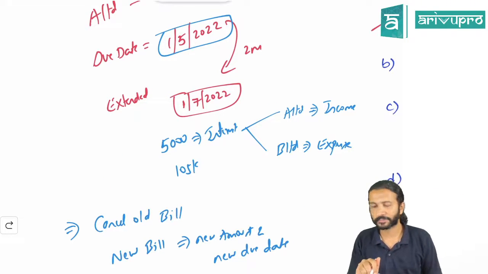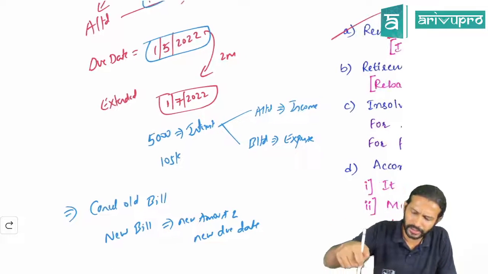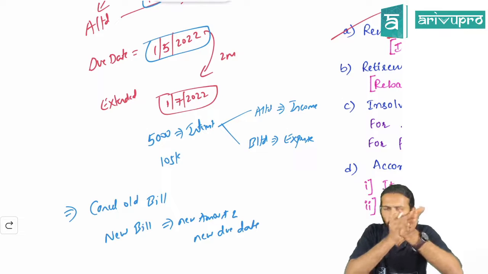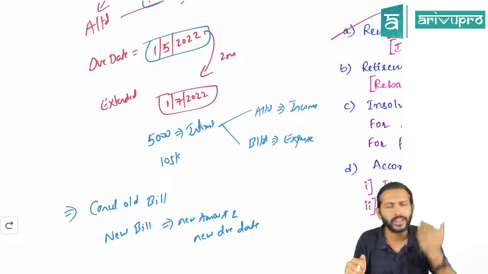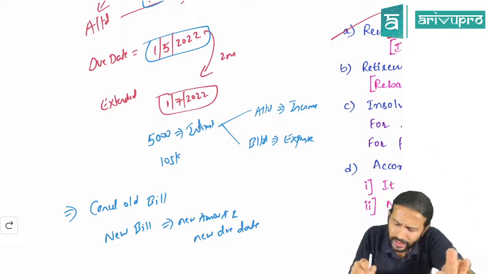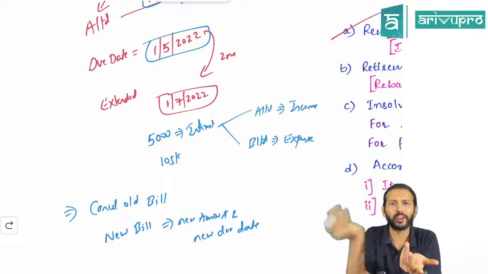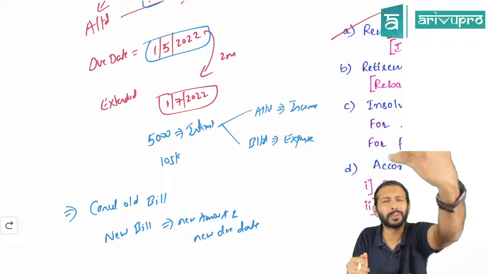Got it now? Yes. Entries, I'll tell you. Forget about the entries, that's what we have problems for. But conceptually, is it okay? Renewal simply means extending the due date. Since you are extending the due date, interest also will come into play. Since the amount of the bill and the due date have changed, the old bill has become worthless.